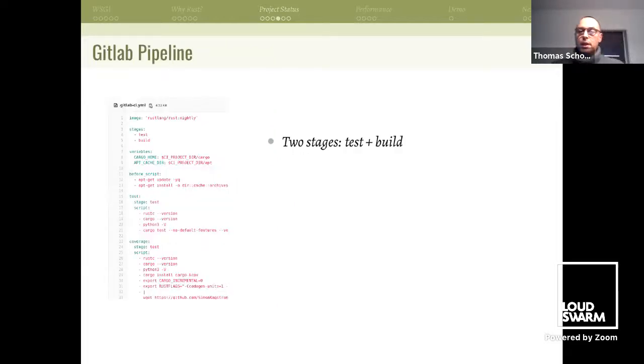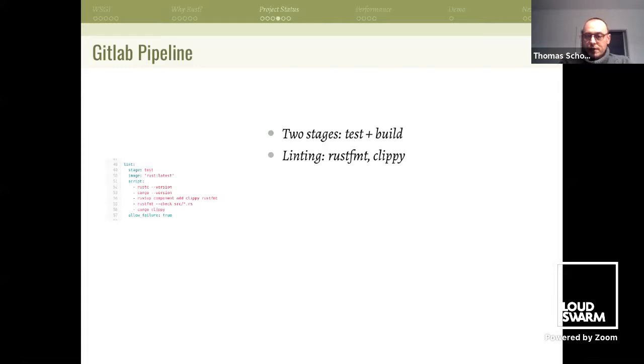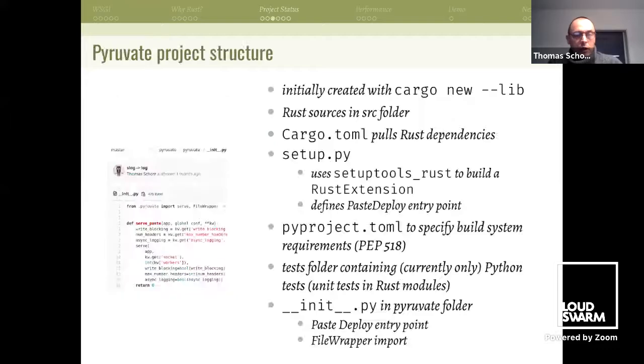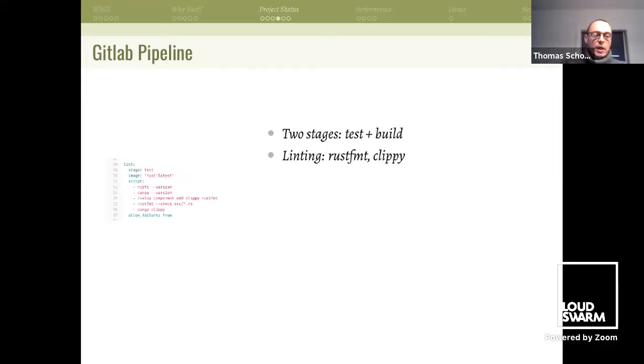I'm running a GitLab pipeline for the project with two stages. There's testing, and there's a build stage for building binary packages. Part of the test is linting, so I'm doing rustfmt, which is opinionated code formatting in Rust, making Rust code formatting very simple because you just use rustfmt and then your code is formatted the way it should look. And then there's Clippy, which is a Rust linter giving you hints on how to improve your code.